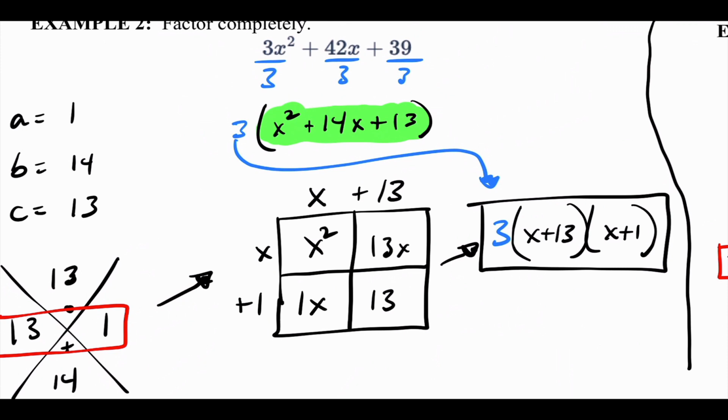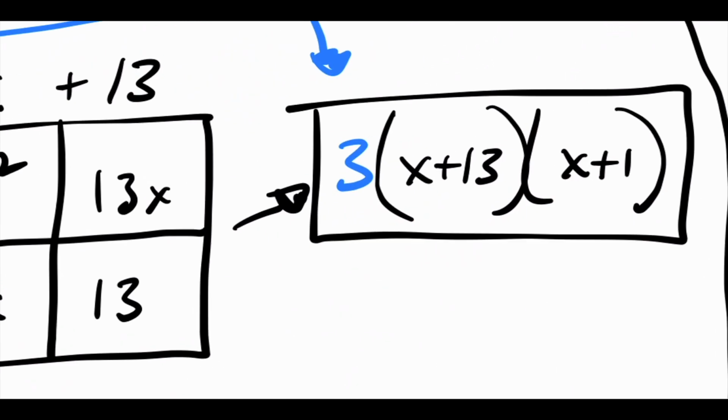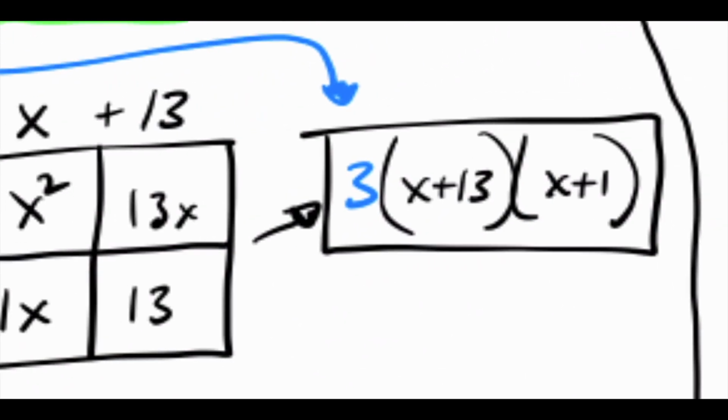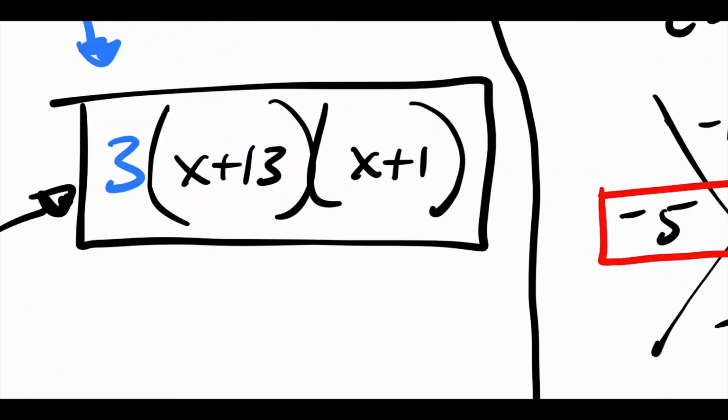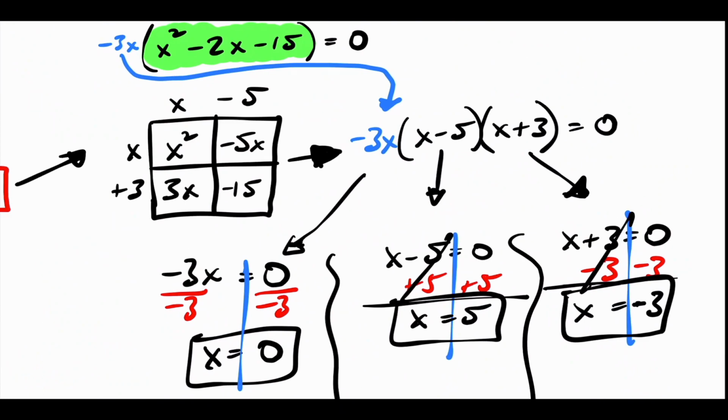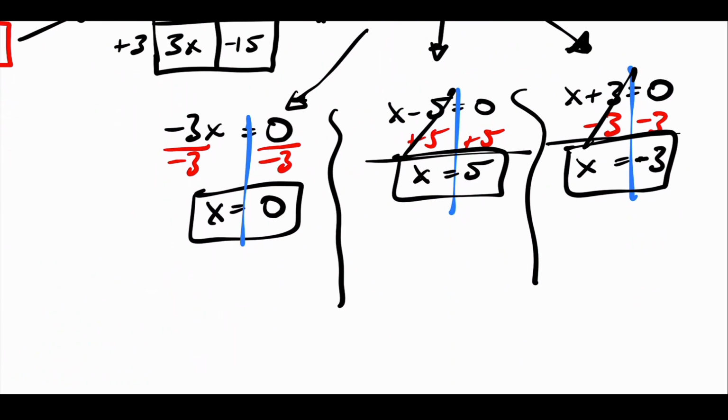3 out in front, x plus 13, x plus 1. Okay? Because if you try to do 3 different boxes here for this factor guy, it'll mark it wrong, because there's technically one answer. They're all together. Here, there are 3 different answers.